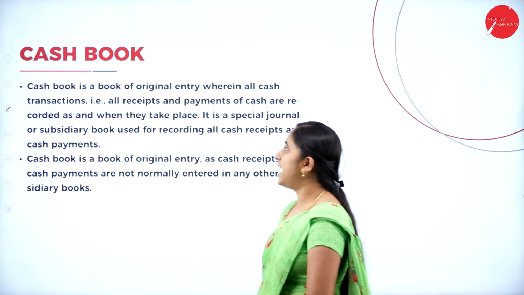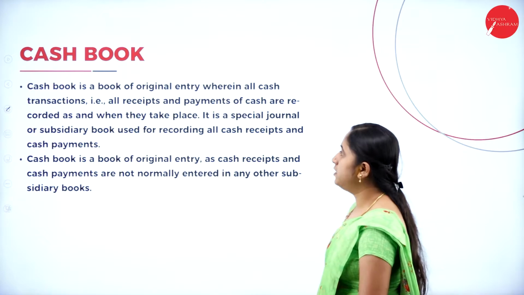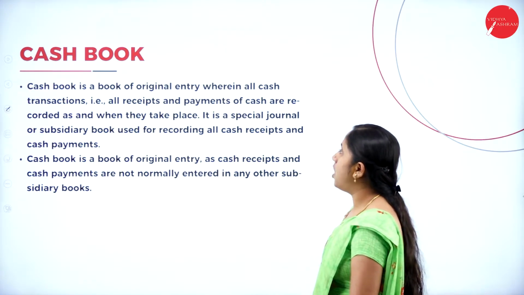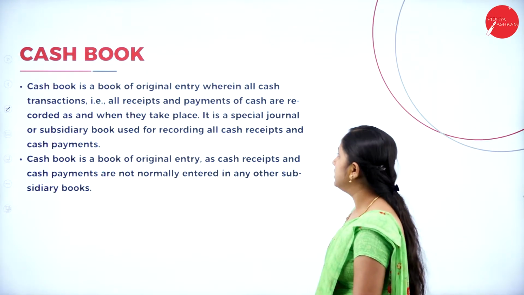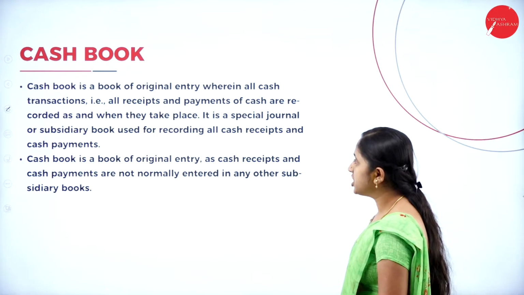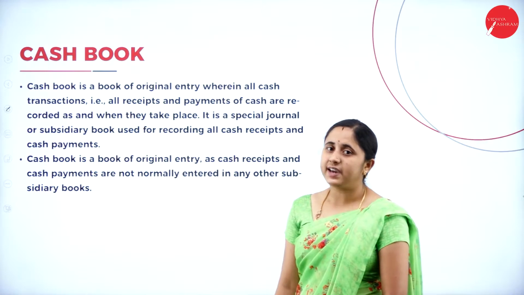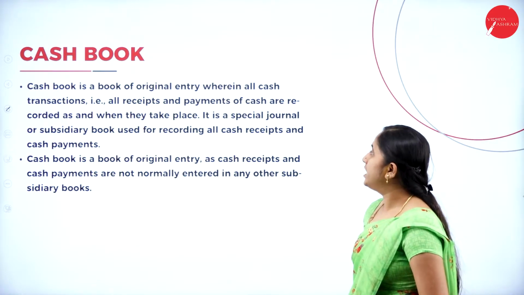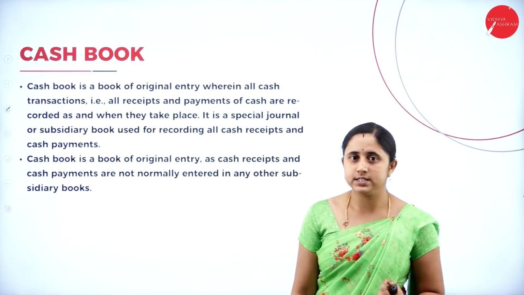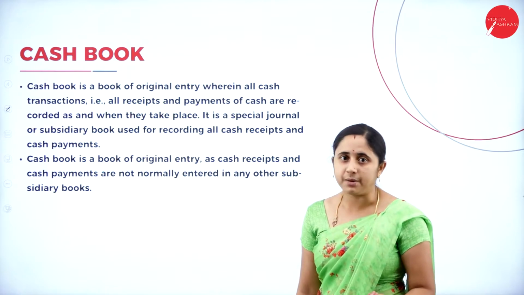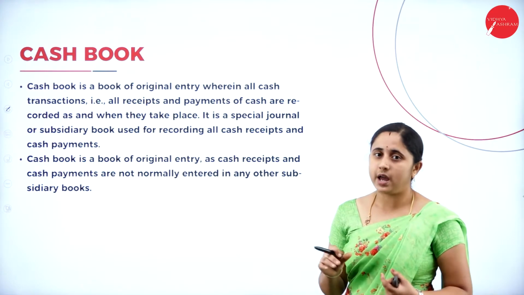Next concept, cash book. Cash book is a book of original entry wherein all cash transactions, that is all receipts and payments of cash, are recorded as and when they take place. It is a special journal or subsidiary book used for recording all the cash receipts and cash payments. This is an original entry. In the cash book, you will record only the cash transactions, cash receipts, cash payments, that is cash coming in and cash going out.